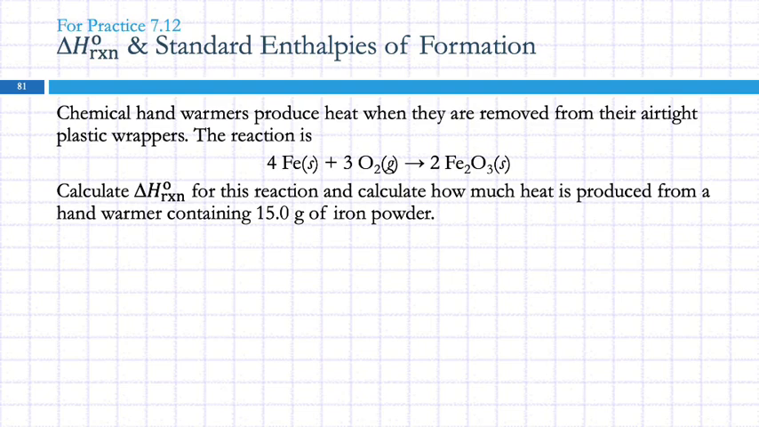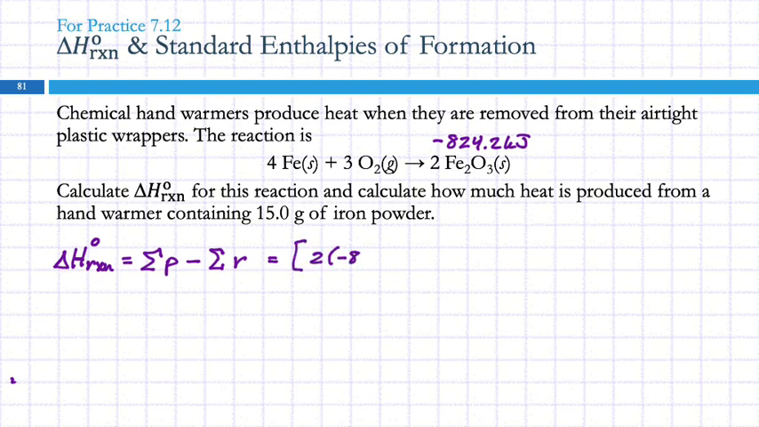Well, to calculate the heat of reaction, we're going to do the sum of the products. Now I'm getting really lazy. Sum of P minus sum of R. Well, what's my product? Fe2O3. Oh, how convenient. That was in the last one, and I still have it written on the board. So the products would be 2 times negative 824.2 kilojoules. Minus the reactants. Oh, those are elements in their standard states. So that's going to be 4 times 0 and 3 times 0, which is still just 0, right?